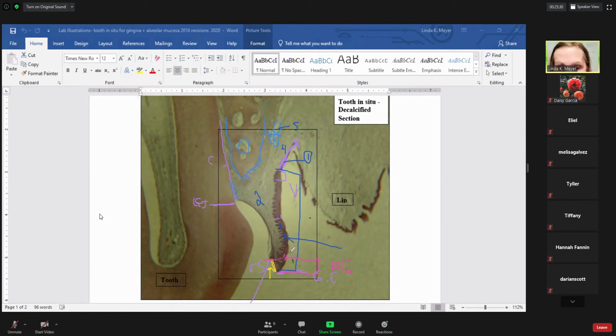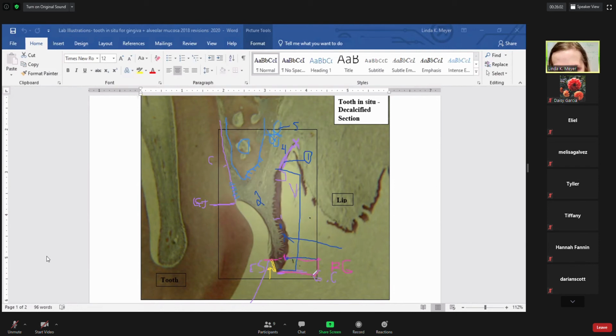And then when we go, what's that landmark that sometimes doesn't show up well on patients that is equal to the base of the sulcus? What's that landmark that separates the free gingiva from the attached gingiva? It's the gingival groove. Okay, free gingival groove, good. So right where I drew that line across there, that would be the free gingival groove.